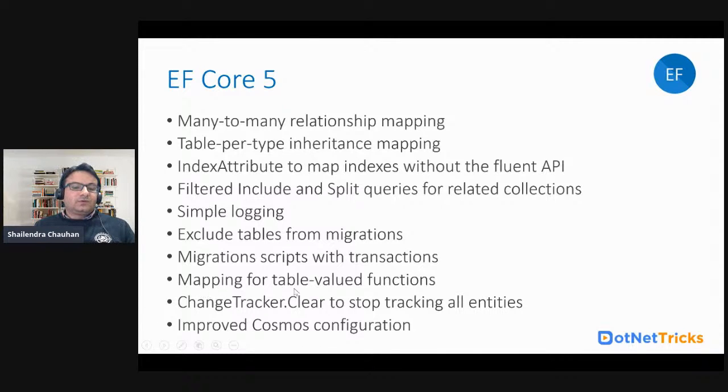They also added support for mapping table-valued functions. So whatever table-valued function you have in your database, now that function can be mapped to a C sharp class. They also introduced a new method, ChangeTracker.Clear, to stop the tracking of all entities. Ultimately, when you are performing database operations, Entity Framework internally tracks all the changes. If you don't want to track all the changes, by calling the Clear method you can stop the tracking, so that unnecessarily you don't have those entities on which you're not working.